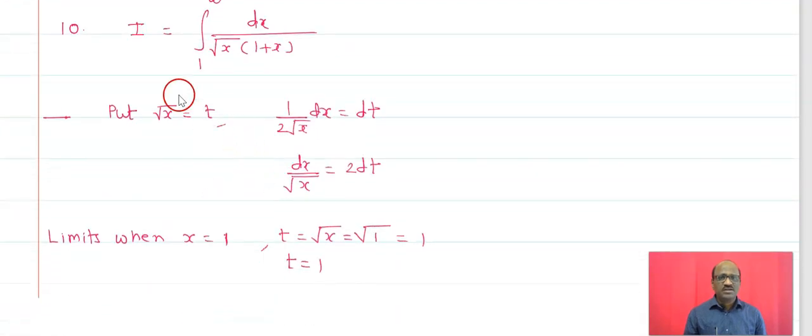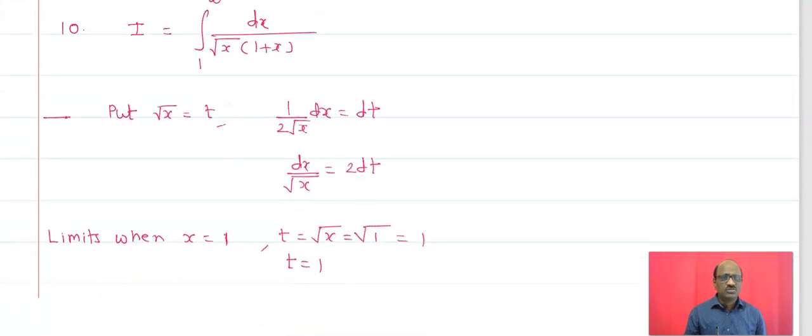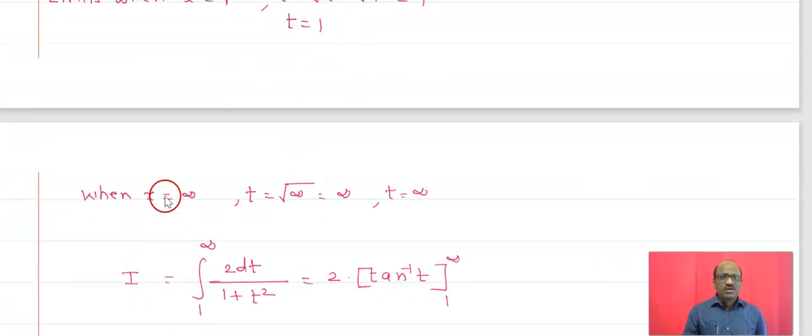Now the problem number 10, that is I is equals to integral lower limit is 1, upper limit is infinity, dx upon root x into bracket 1 plus x. Put root x is equals to t. What's its derivative? 1 upon 2 root x dx is equals to dt. That is dx upon root x is equals to 2 dt. When x is equals to 1, t is equals to root of 1, that is t is equals to 1. What about the upper limit? x is equals to infinity, t is equals to root of infinity, that is t is equals to infinity.